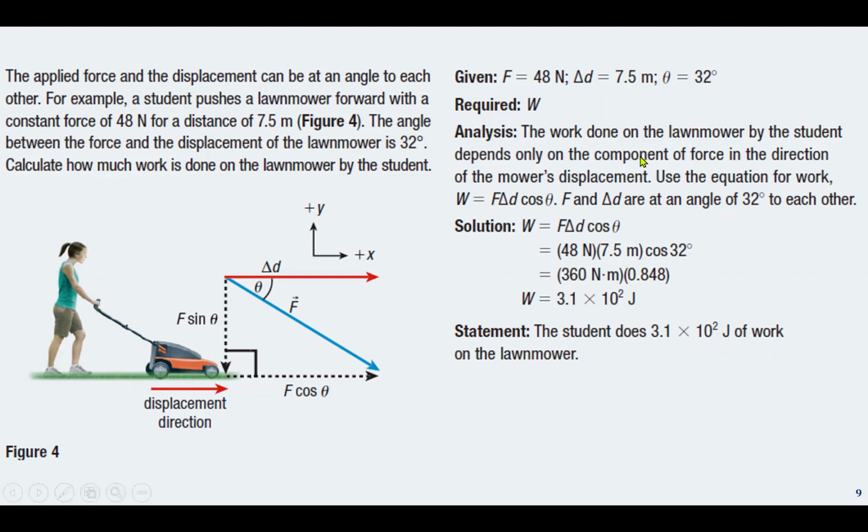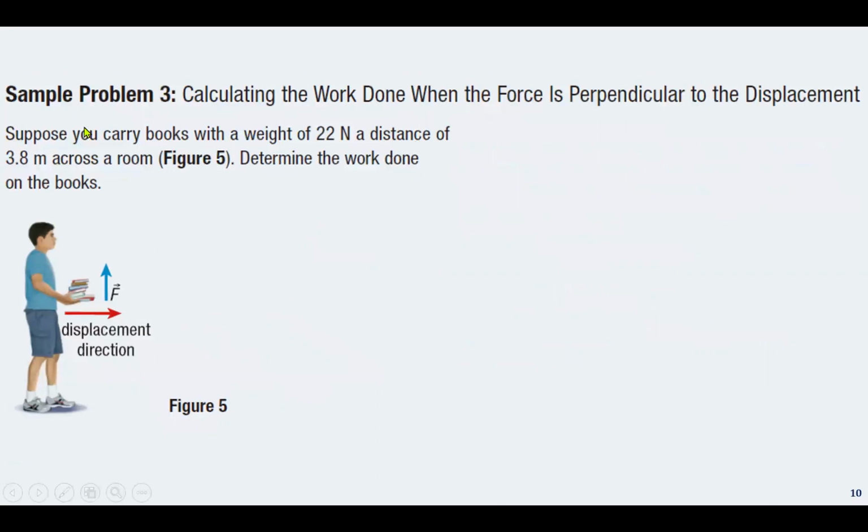All right, if no questions, let's consider another problem. Sample problem 3. Suppose you carry books with a weight of 22 newtons with a displacement of 3.8 meters across the room, which is shown here in figure 5. Can you determine the work done on the books? Okay, I'll give you 2 minutes to have a quick look at this question.